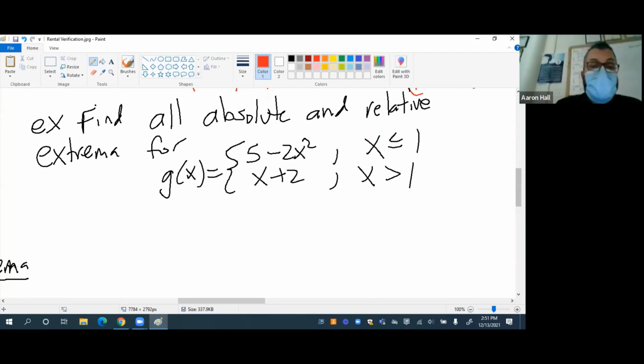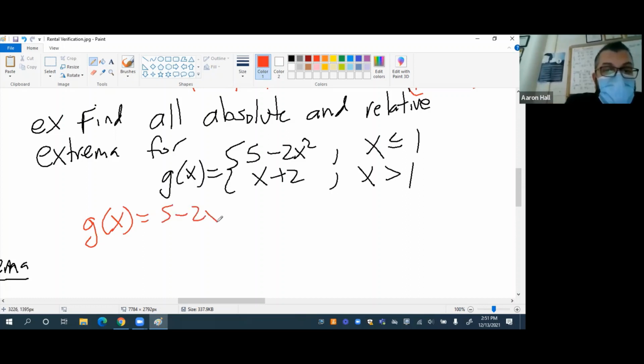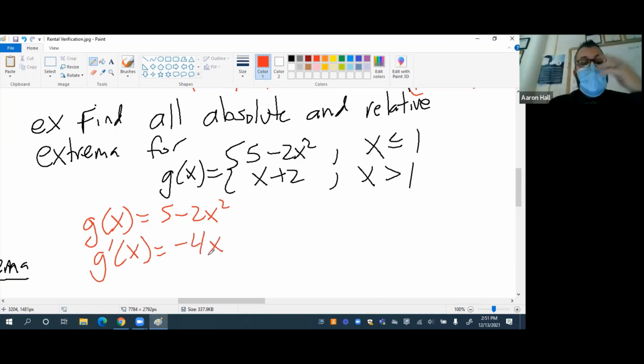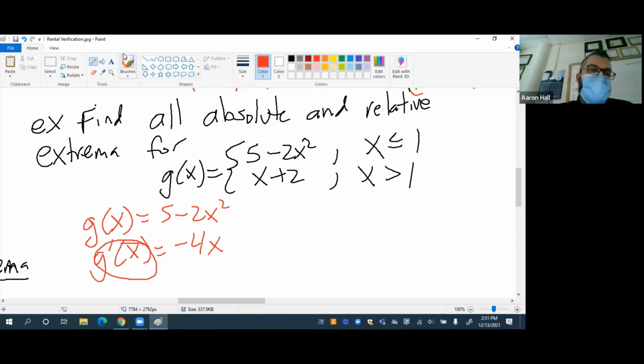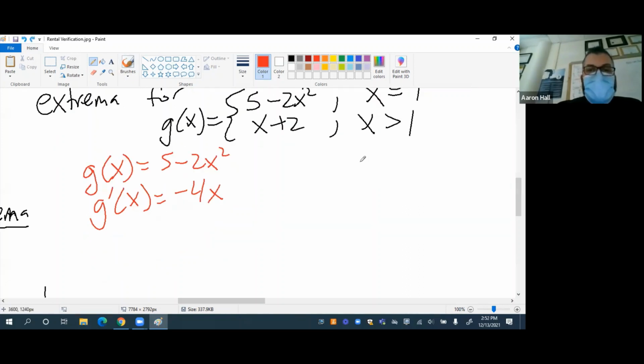Okay, let's find the derivative. So let's find the derivative of each piece. I have the derivative for the first piece, when f of g of x equals 5 minus 2x squared. That becomes what? Negative 4x. Okay, good. Is there a way that I can find when I have a zero slope? Yeah, make that 0. And so x equals what? 0, yeah. When x is 0, I have a 0 slope.